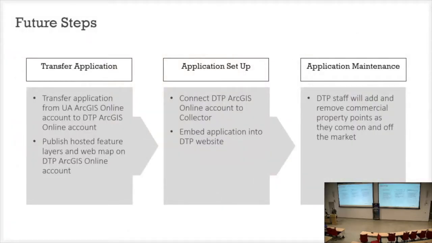So future steps for this project, the application will need to be transferred over to Downtown Tucson Partnership for them to be able to host it and put it on their website. Additionally, the Downtown Tucson Partnership will need to sync their ArcGIS Online account with Collector to enable them with the capability to enter properties mobilely. And in addition to that, they'll need to embed the application into their website. And after that, the maintenance really just revolves around them adding properties when they come onto the market and removing them so that they have an up-to-date inventory posted on their website.